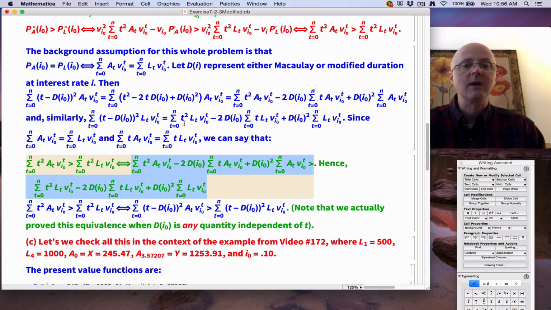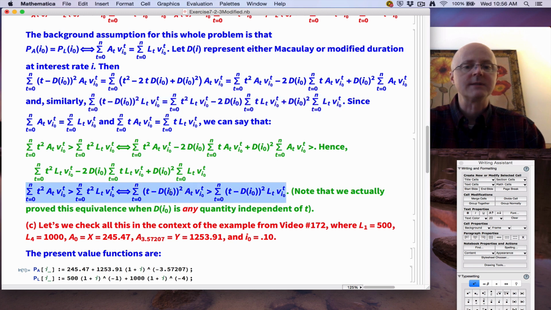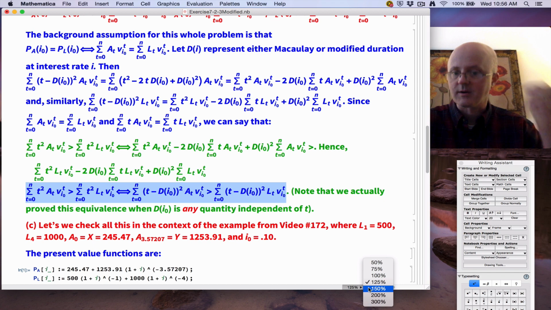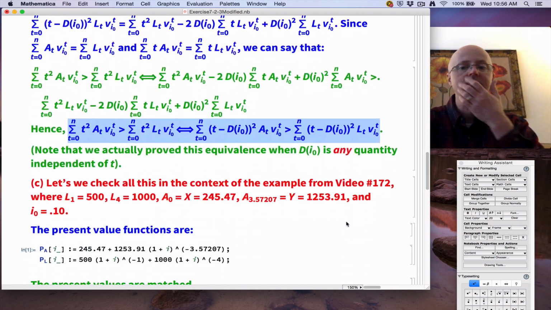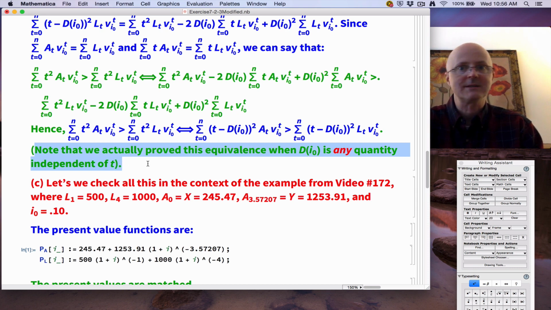And those two things are this and this. So we get the equivalence of these two things. That was the point of this part of part B here. Okay? And again, I never used the fact that d of I0 was either Macaulay or modified duration. It's just a quantity that doesn't depend on t. Okay? It does depend on I0, but it doesn't depend on t. This thing is going to be true.